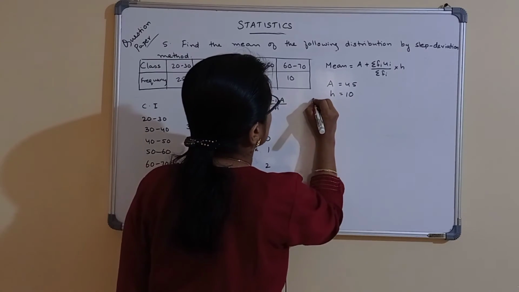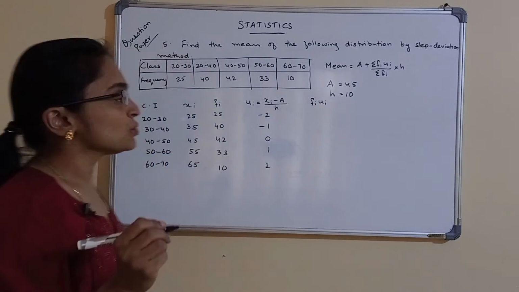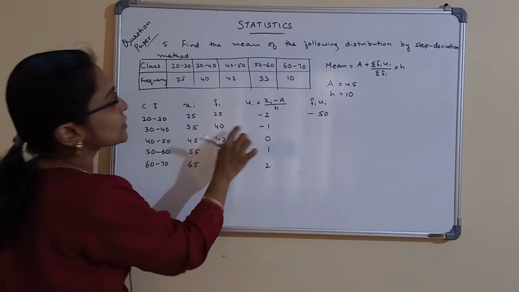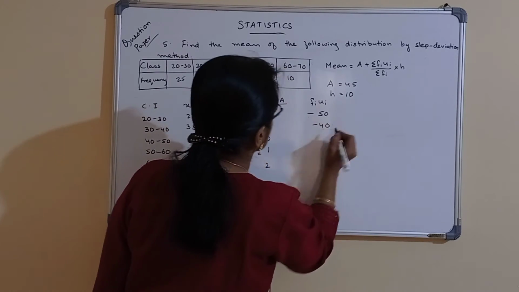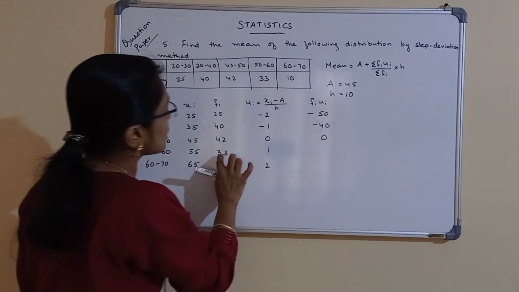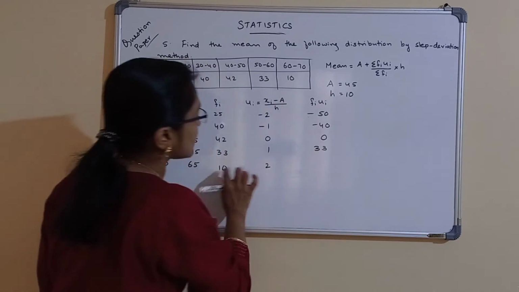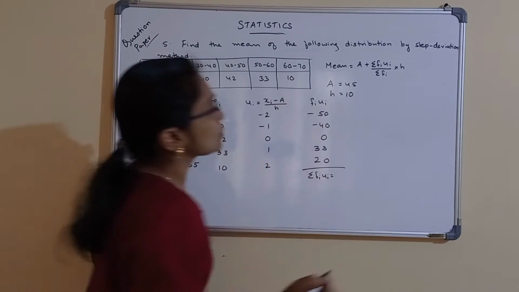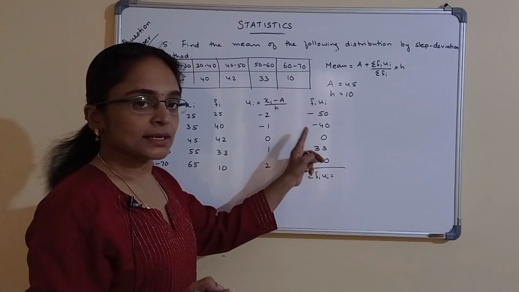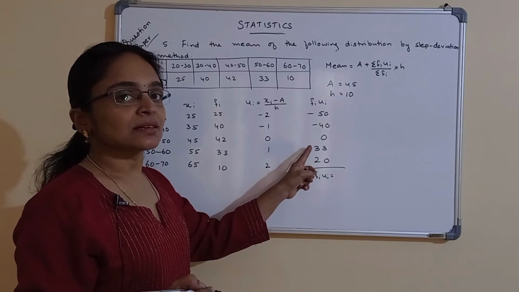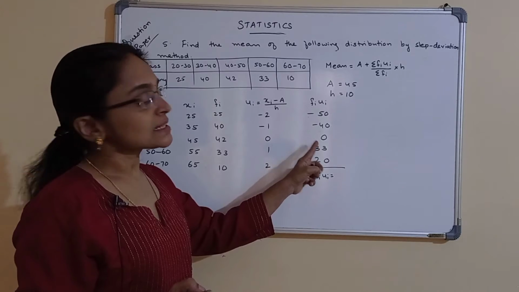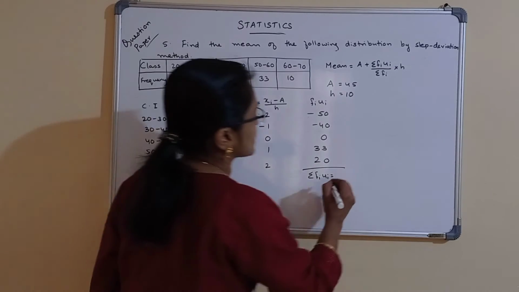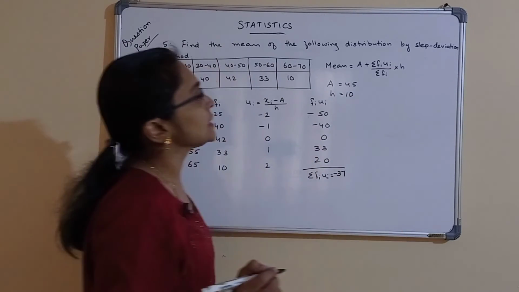Now we have to calculate fiui. Fiui is 25 into minus 2, which is minus 50. 40 into minus 1, minus 40. 42 into 0, 0. 33 into 1, 33. 10 into 2, 20. Now sigma fiui is equal to minus 50 minus 40, minus 90. Minus 90 plus 33 is minus 57. Minus 57 plus 20 is minus 37. Sigma fiui is minus 37.